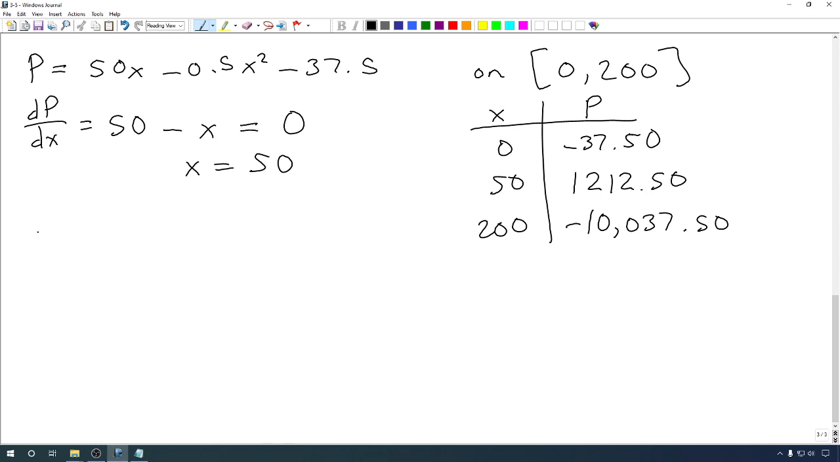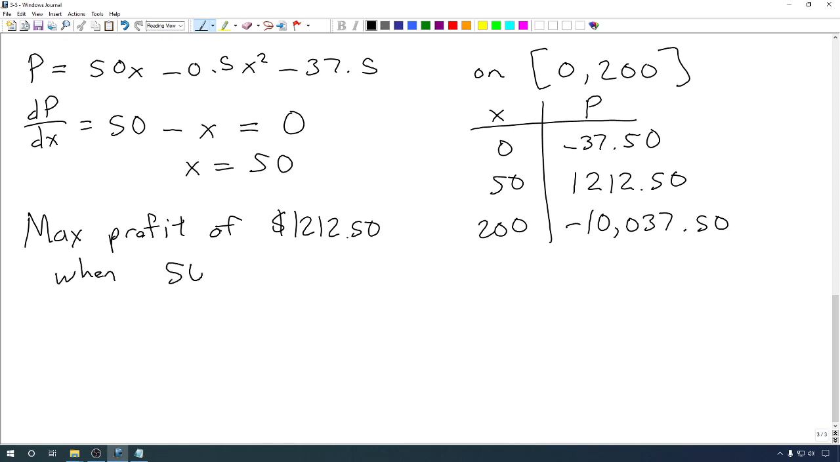So we can just go ahead and say a maximum profit of $1,212.50 when 50 units are sold. However, the question does ask what price yields a maximum profit. So we do need to know what the price corresponding to 50 units actually is.